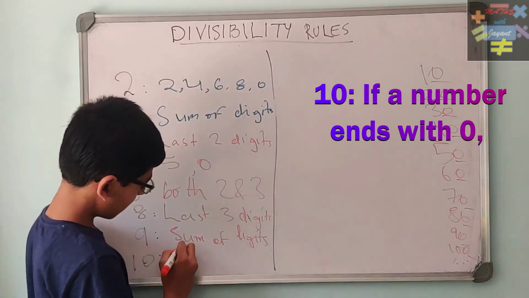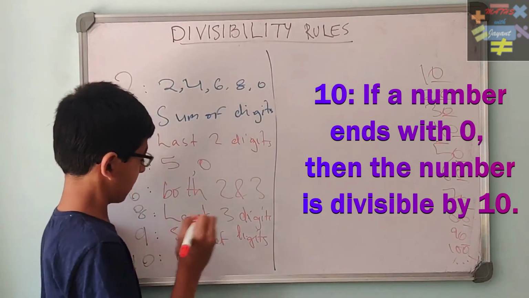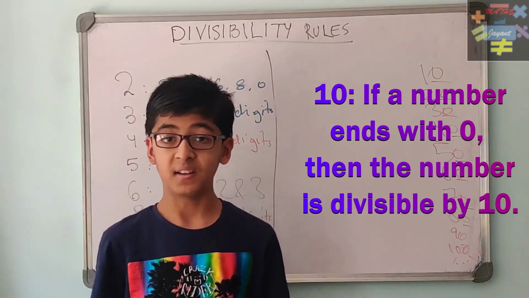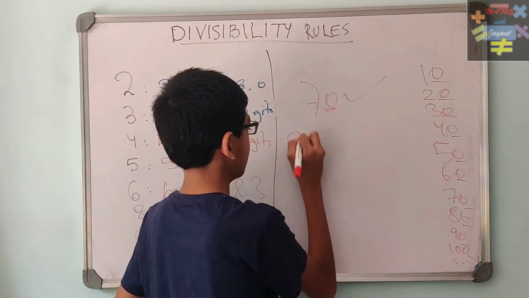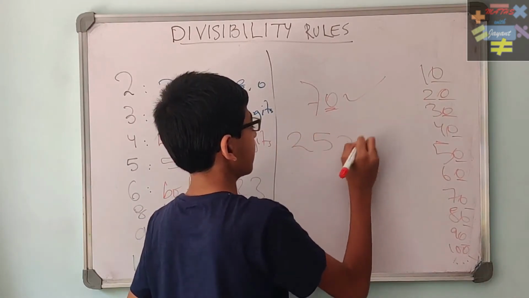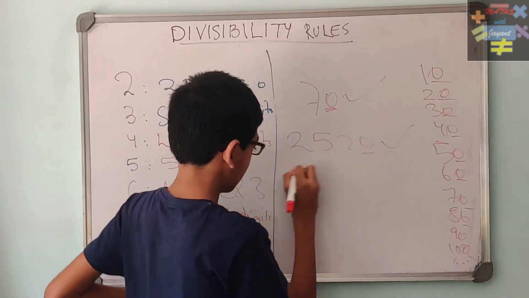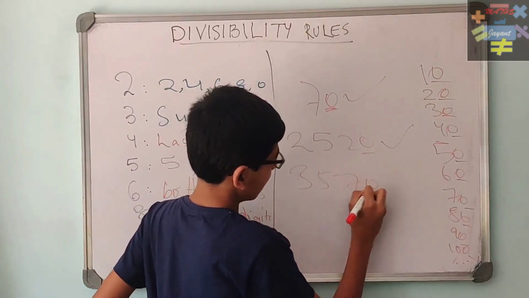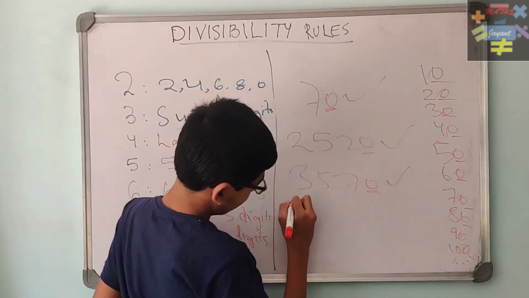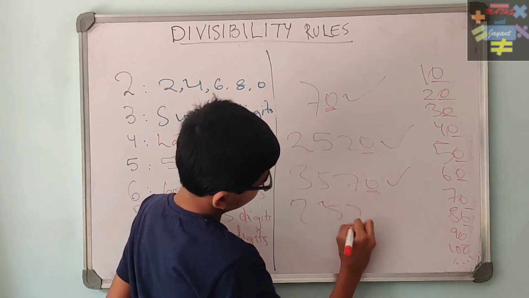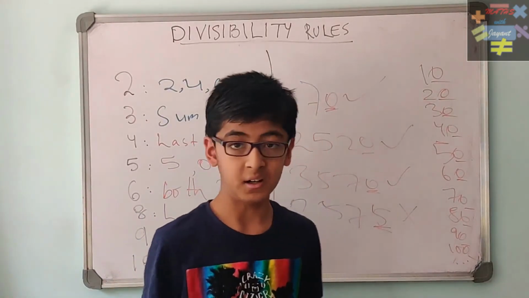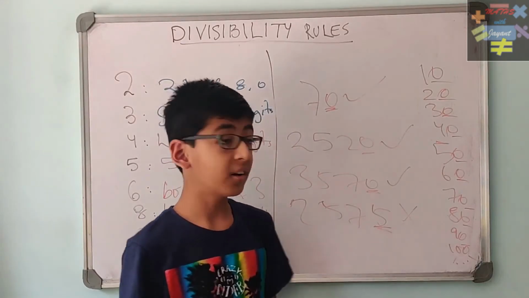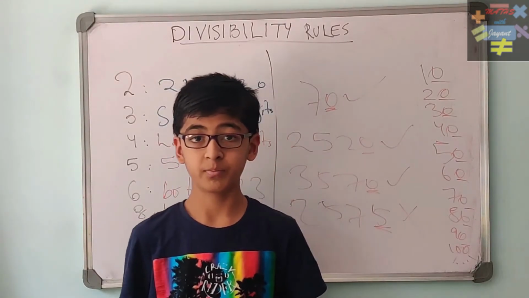So if the number ends with a 0, then the number is divisible by 10. Simple, right? Like 70 ends with a 0, divisible. 2520 ends with a 0, divisible by 10. 3570 ends with a 0, divisible by 10. And 2575 ends with a 5, not divisible by 10, because it ends with a 5 and not with 0.